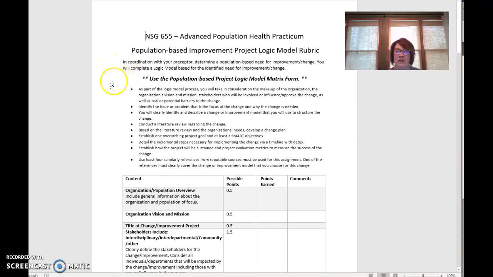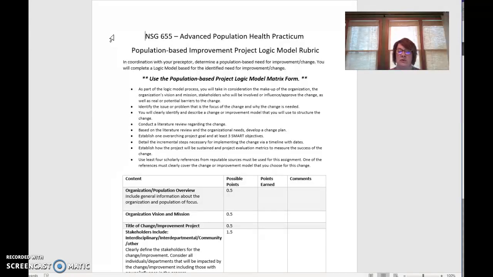Hi everyone, and we're going to go through your population-based improvement project logic model rubric. That's a mouthful, but really what you're doing is you're devising, based on feedback from your preceptor and what you're experiencing in your practicum, an improvement project or a change project, and you're going to use a logic model as the format for devising your project.